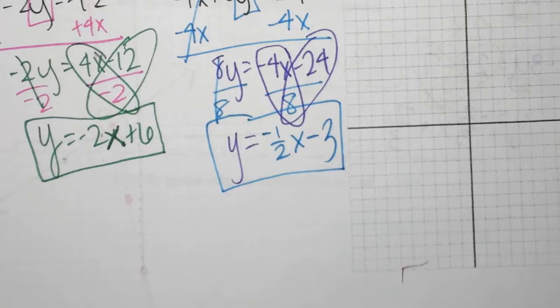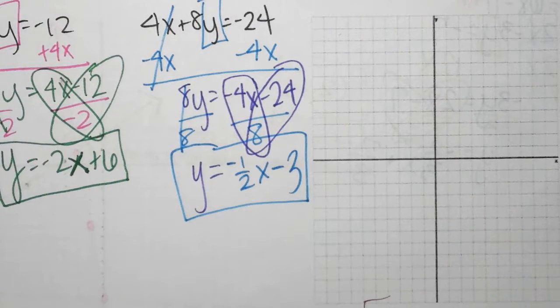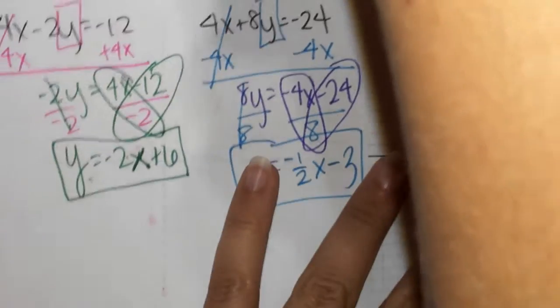Let's graph. Are we ready? No, I didn't get that. I didn't get it. Then you should be writing. I tried. You're not trying. Is that the top right there? Yeah. Is that the top? Okay.